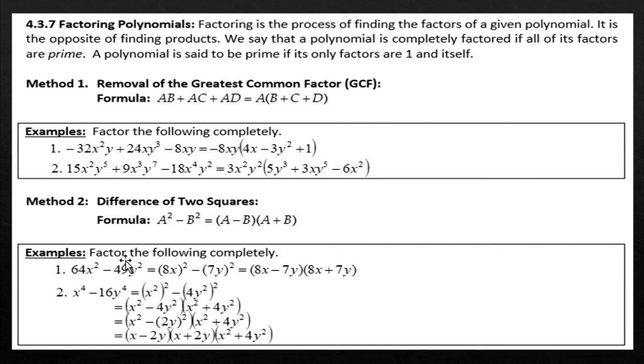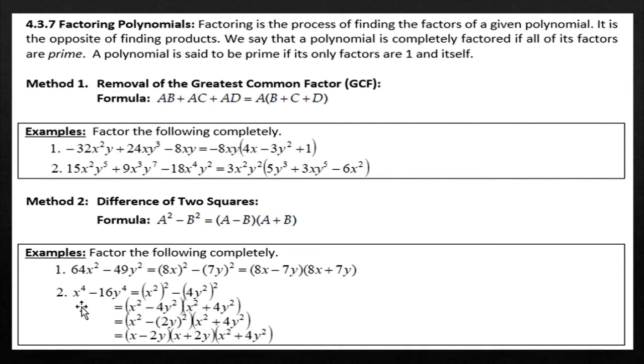Examples. Factor the following completely. 64x squared minus 49y squared. So, mao siya given. So, si 64 can be 8 times 8, diba? And then, 49 can be 7 times 7. So, pwede na to siya ma-write as 8x quantity square minus 7y quantity square. So, since nagwa na to ang mga terms, so pwede na nato siya masulat as this one. So 8x minus 7y times 8x plus 7y.